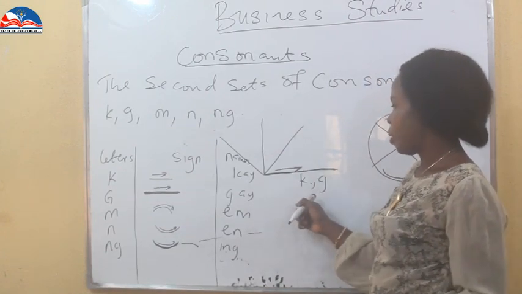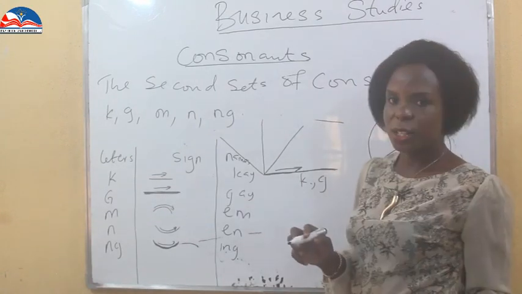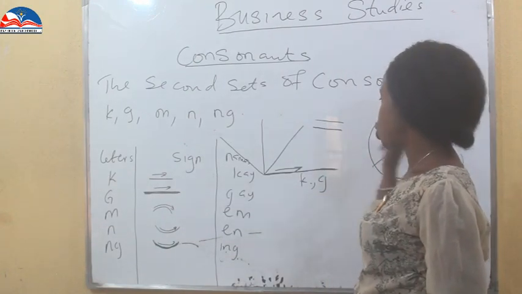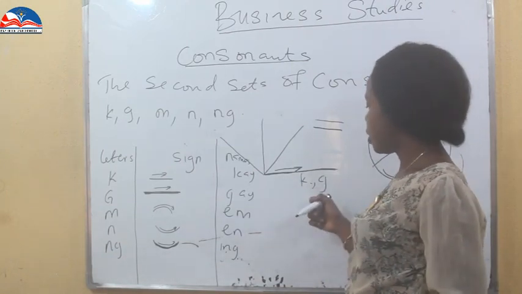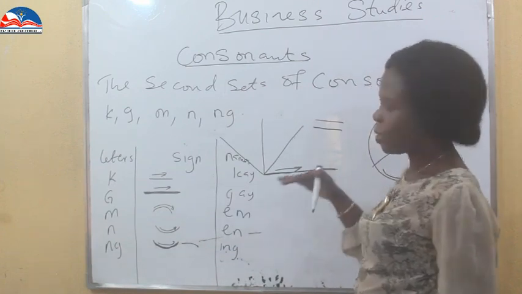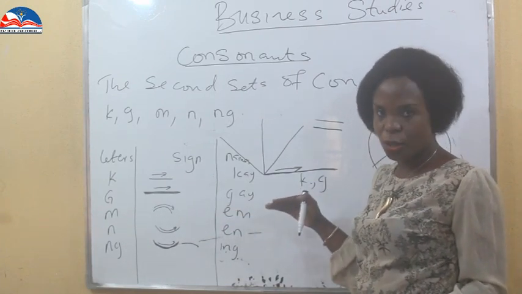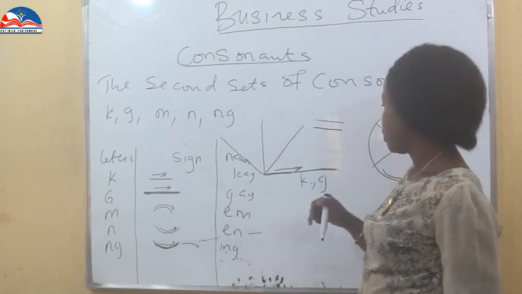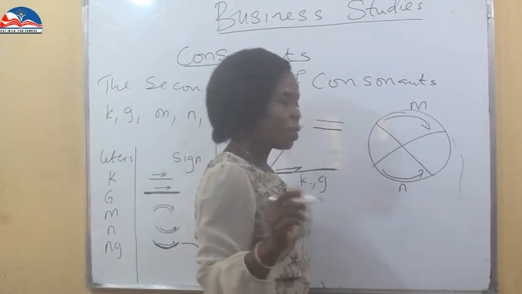Our outline on these two letters, K and G, are thick strokes and light strokes. We have the light stroke and the thick stroke. The light stroke is the K, the thick stroke is the G. And they are written on the line. They are on-the-line consonants, not above the line, not below the line. Then I use this pictorial illustration in the form of a circle to represent how we write our M, N and NG.